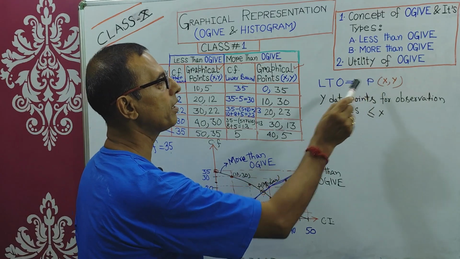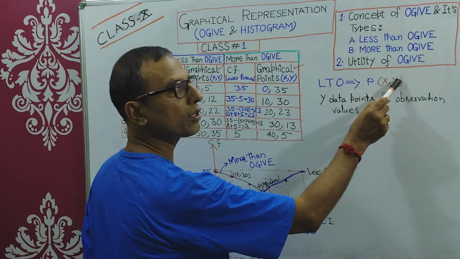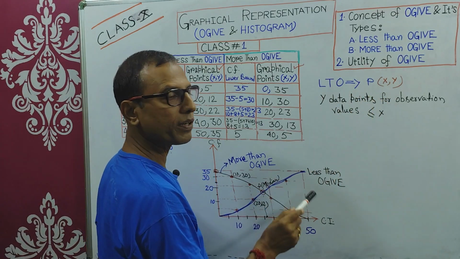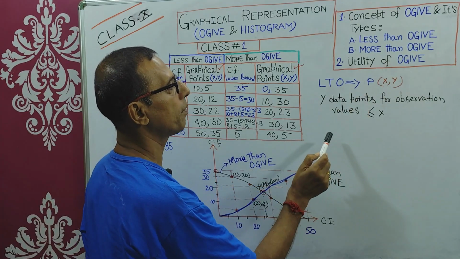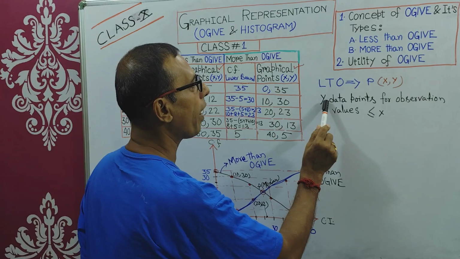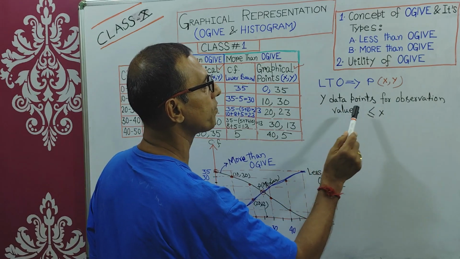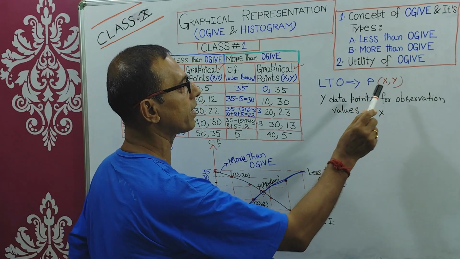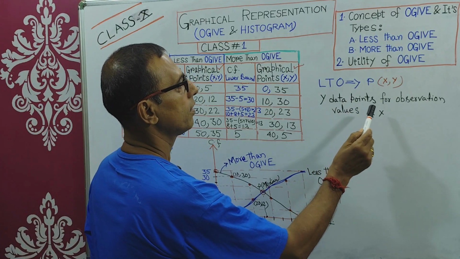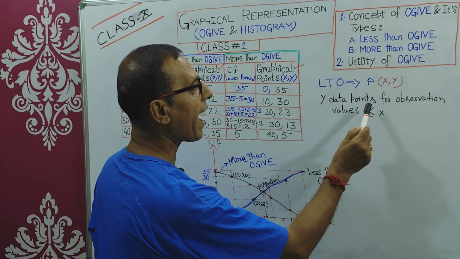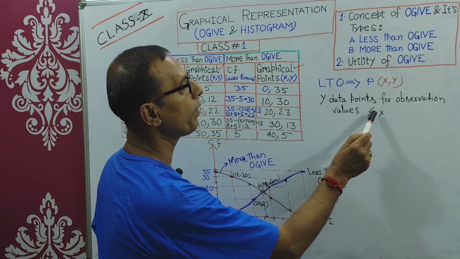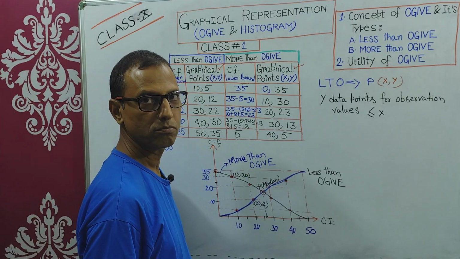So, what does this point P represent? P is the point, y is the cumulative frequency, x is the observation value. So, what does this point P actually indicate? With respect to less than ogive, it indicates y data points for observation values less than or equal to x. That means there are y data points that have a value equal to x or less than x, right?